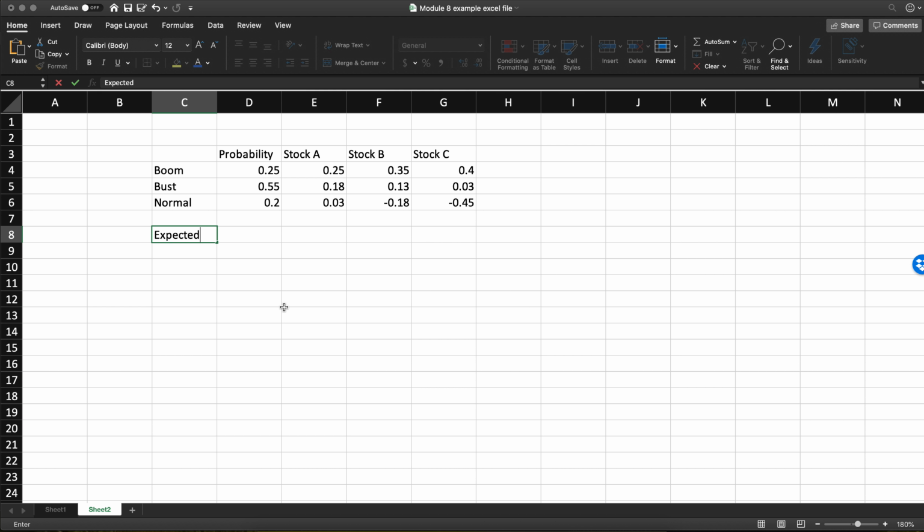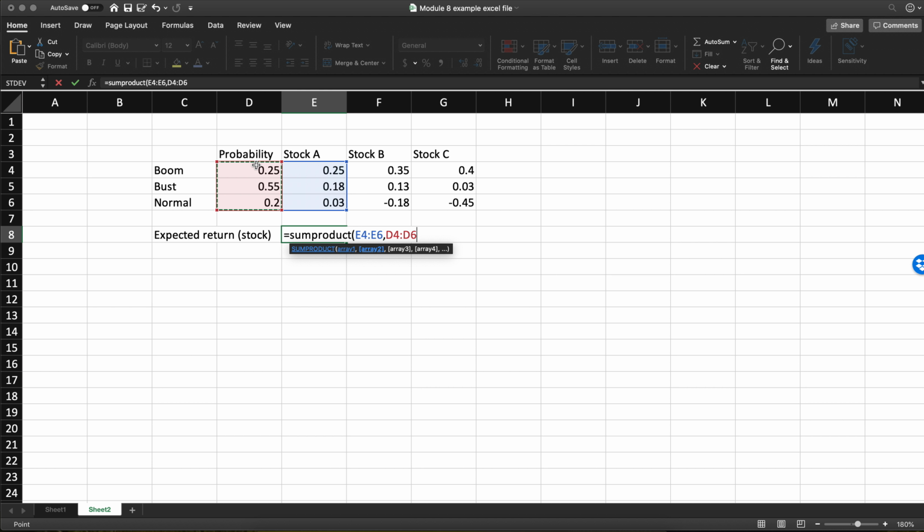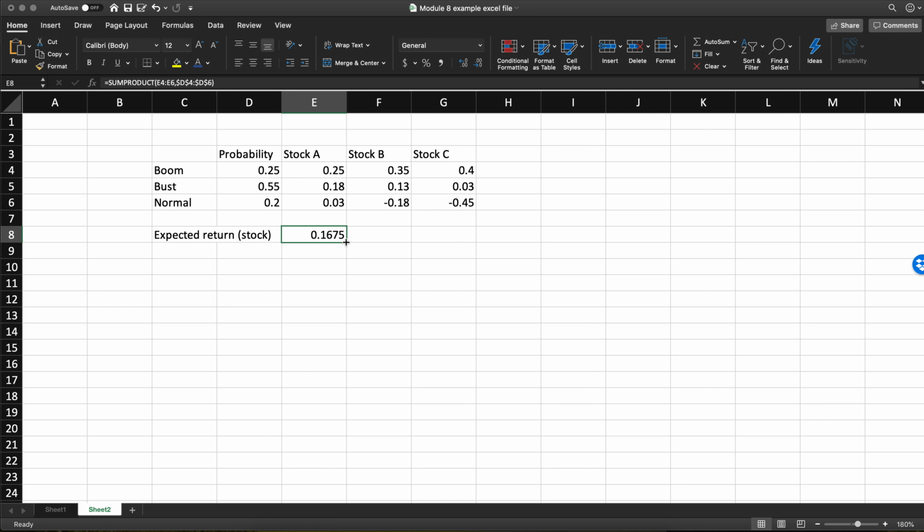So let's do the expected return for each stock. Sum product is your friend on this. It is the formula that you will probably use more than anything else on these types of problems. Okay, so we have the expected return in the stock, and then we have the weights, 0.4, 0.4, and 0.2.